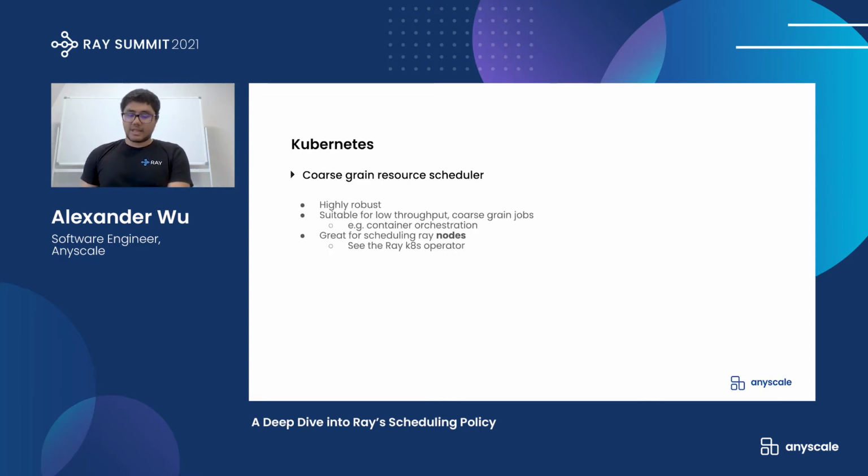So another scheduler or system you may have heard of is Kubernetes. And Kubernetes is a great example of a very coarse-grained resource scheduler. You can define how many resources your pods have, and Kubernetes will do all the work to launch those pods and schedule them on the nodes it wants to. And this is a really great scheduler for certain things because it's really, really robust. It uses etcd as a very reliable store.